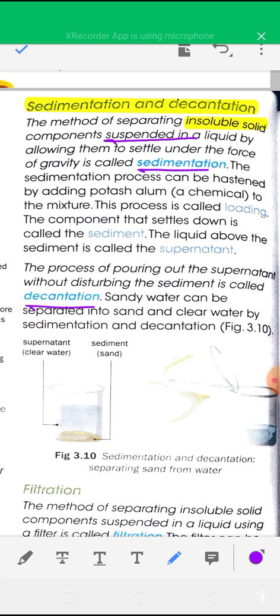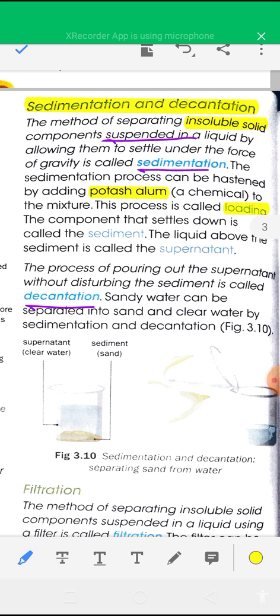The method of separating insoluble solid components suspended in a liquid by allowing them to settle under the force of gravity is called sedimentation. The sedimentation process can be hastened by adding potash alum. This is one question: why is potash alum used in the process of sedimentation? The sedimentation process can be hastened by adding potash alum to the mixture, and this process is known as loading. You have to remember the definition of loading.